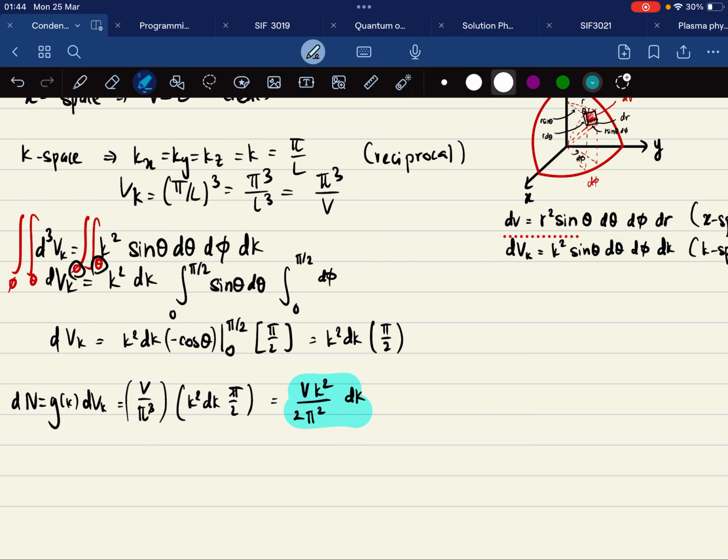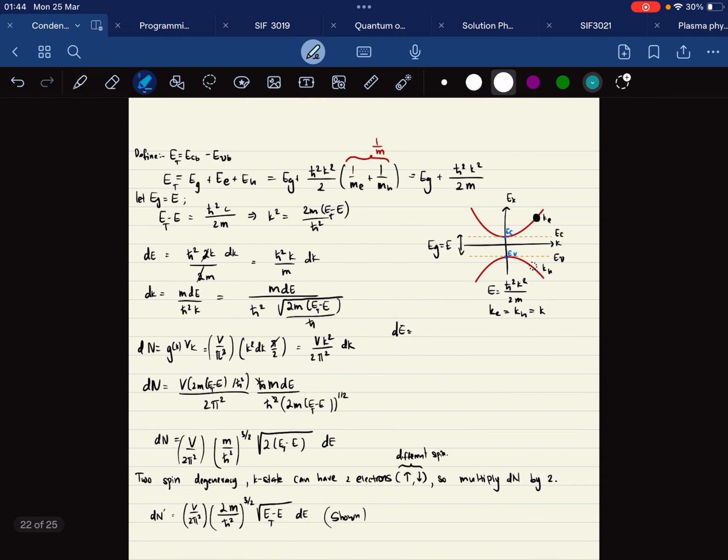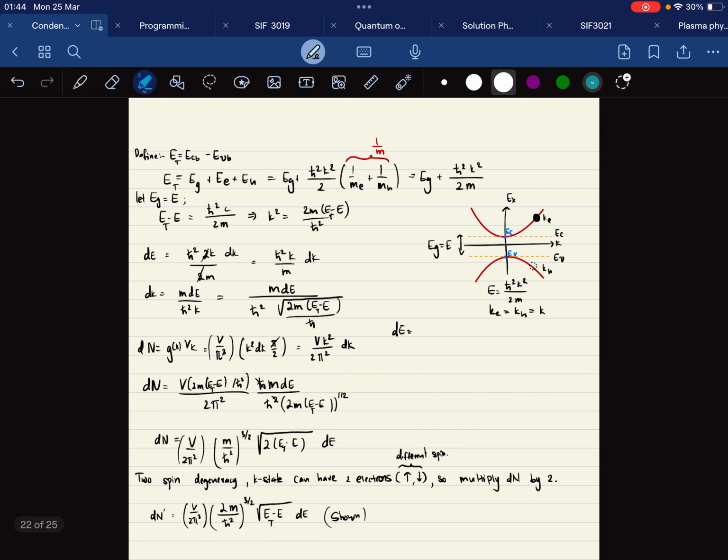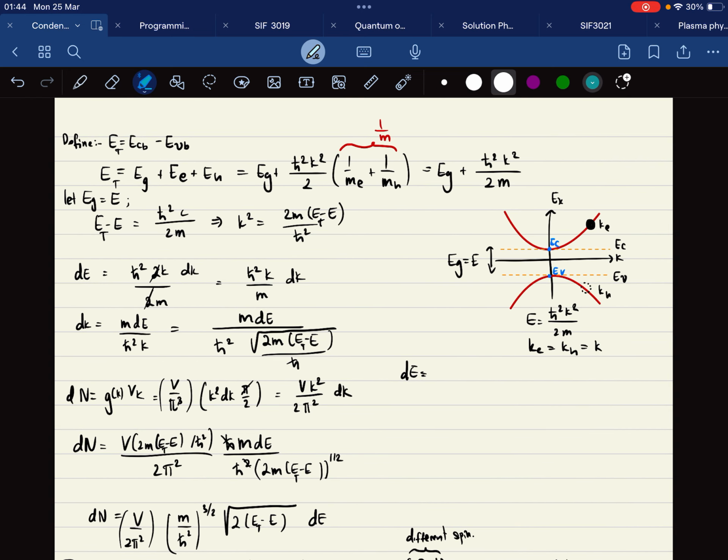dn equals Vk squared over 2 pi squared dk. Okay, so the next page is quite puzzling or controversial, I could say. This is the way I define Et. So Et is technically the energy near the top of the energy band. I define Et in such a way: ECB minus EVB.